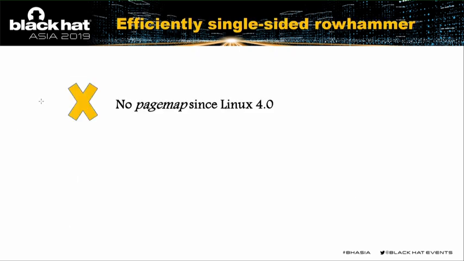So after positioning the attacker-accessible rows adjacent to the page tables, now we have the last problem to address: there is no page map since Linux 4.0. So we resort to a timing channel.